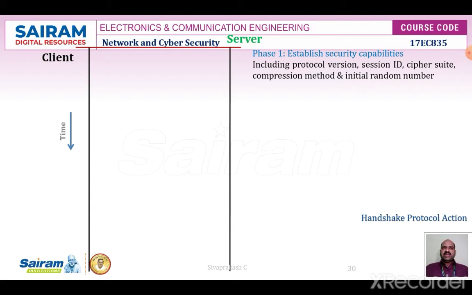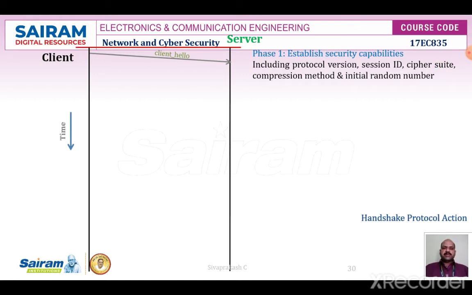This phase is used to initiate a logical connection and to establish the security capabilities that will be associated with it. The exchange is initiated by the client, which sends a client hello message with parameters. What parameters are present there? There are 3 parameters: a version, that is, the hello message including a protocol version, a session ID, and a random number.